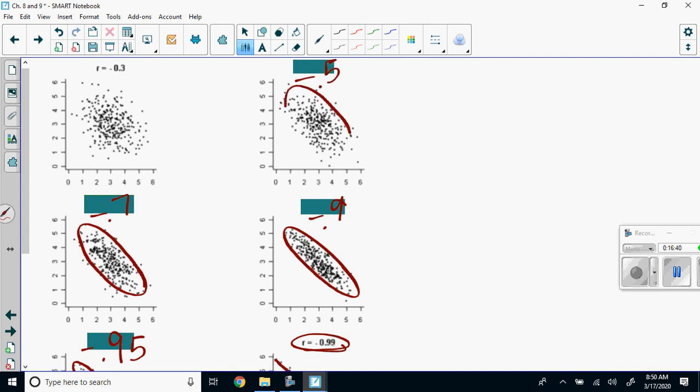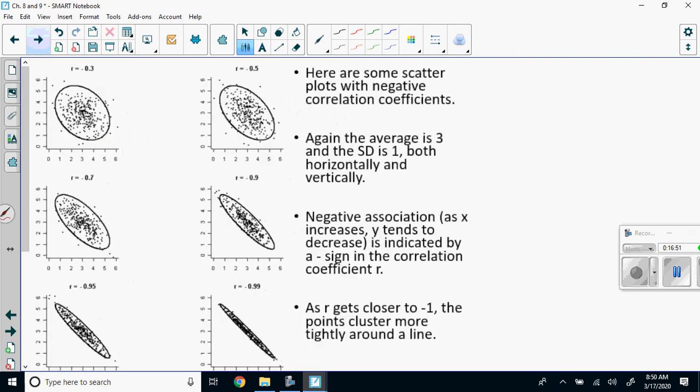If I draw a football around that, it looks generally like that. And negative 0.3, it's not quite 0. There is a little bit of a trend to it, but it's a pretty big football, or pretty fat. Okay, same thing on this one. The main thing you need to know from this is negative association: as y decreases, x increases, or vice versa. So as x increases, y decreases. Did not mean to cross that out. Whoops.